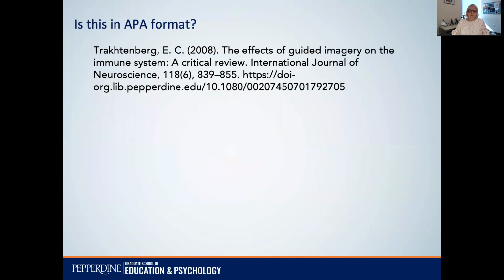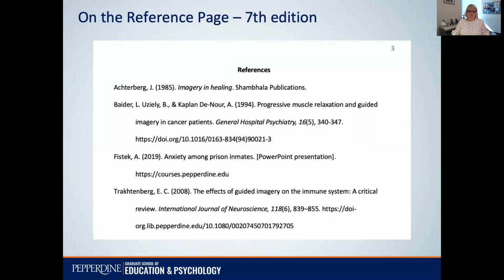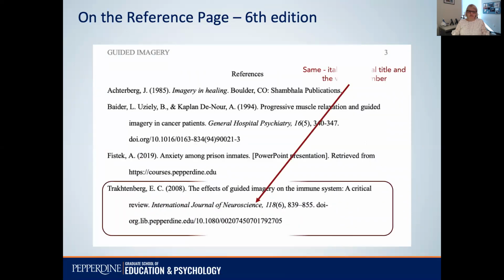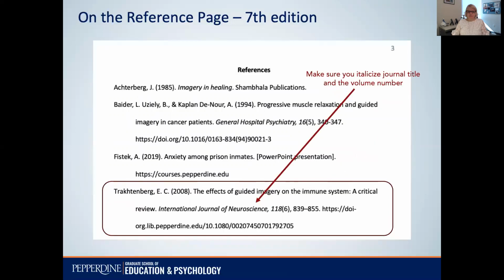However, when I pasted it, it looked like this. So you can see there's no italics for the journal or the volume. So this is what it would look like in 7th edition. Make sure you italicize the journal title and the volume number. And then it looks very similar. Italicize the title and the volume number. But you can see one other slight difference is the DOI. Here you don't have to list the HTTPS, whereas here you do in the 7th edition.